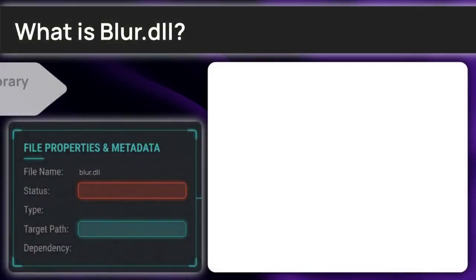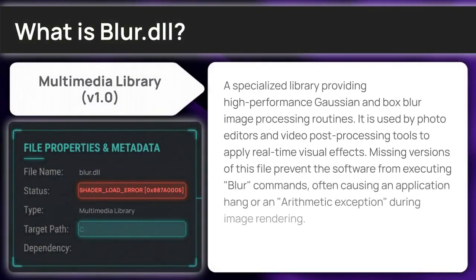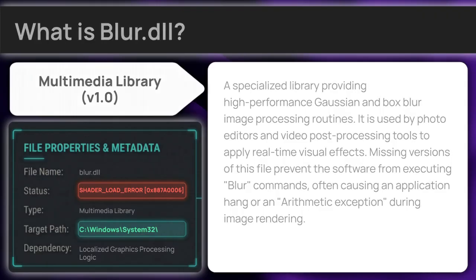This is the Blur module, a specialized library providing high-performance Gaussian and box blur image processing routines. It is used by photo editors and video post-processing tools to apply real-time visual effects. Missing versions of this file prevent the software from executing blur commands, often causing an application hang or an arithmetic exception during image rendering. Let's transition to the solution, starting with the official Microsoft redistributable.